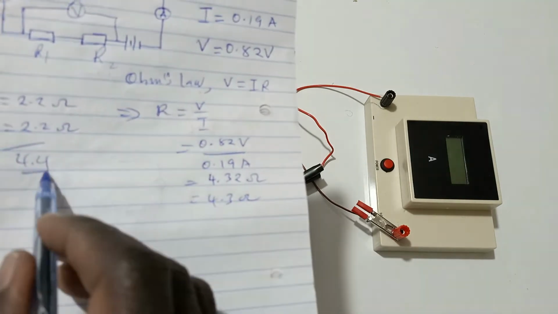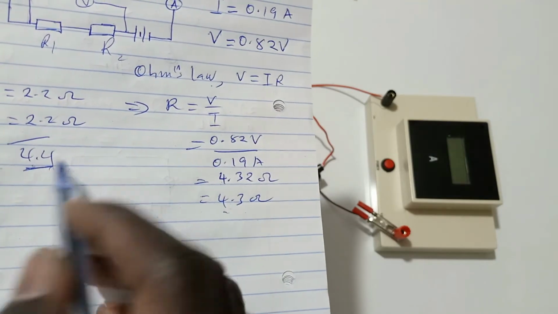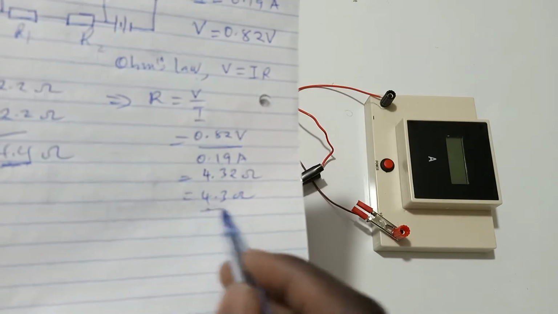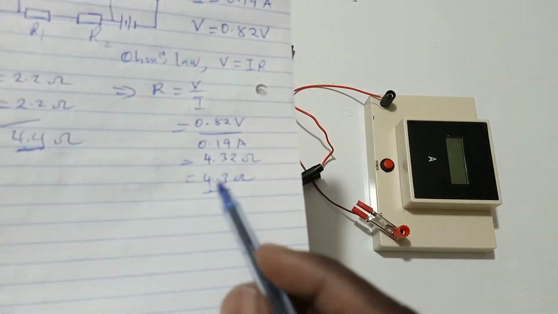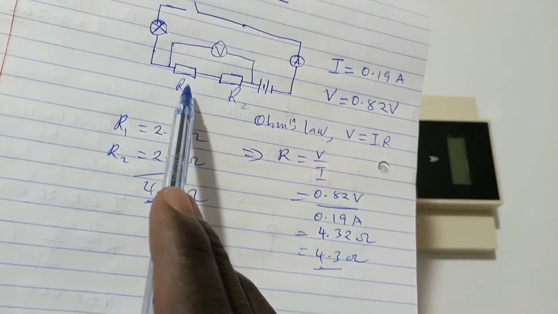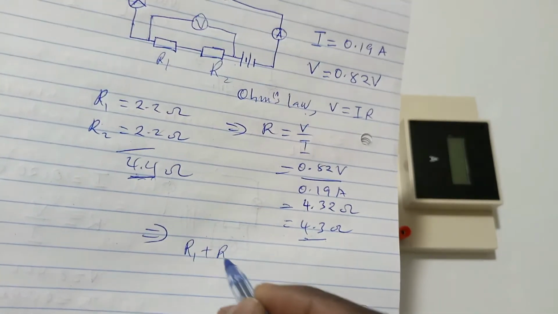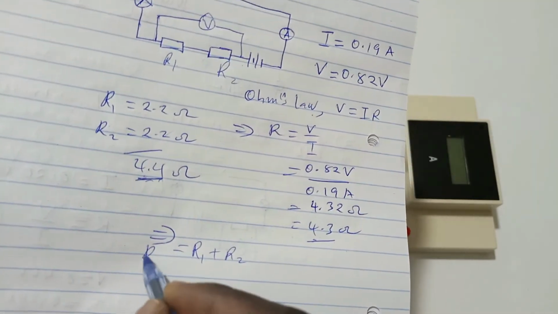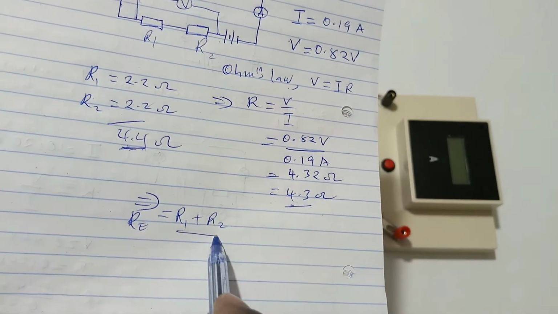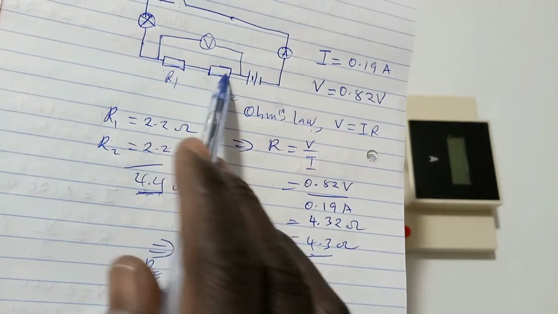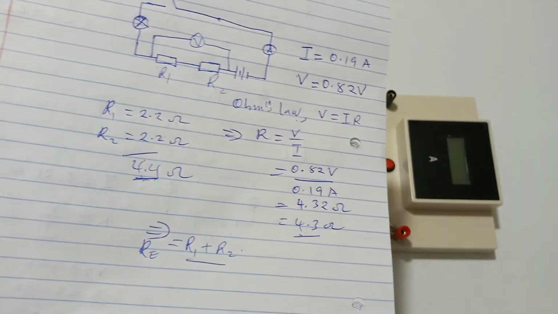You can see that the difference between these values, the manufacturer's standard value and the measured value, is within the limit of experimental accuracy. Therefore, when resistors are in series, you just need to add to find the total or effective resistance. That is what the experiment proved to us.